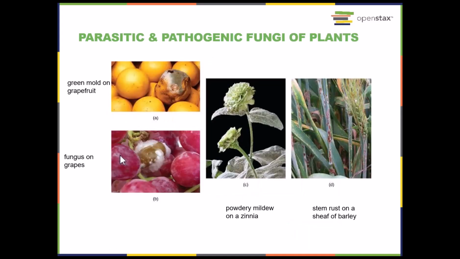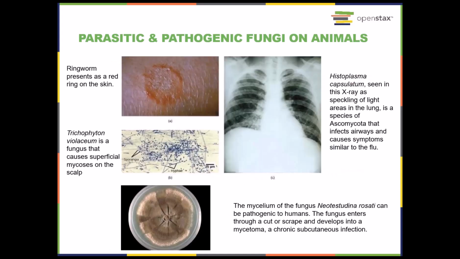Some fungi are parasitic or pathogenic to plants. This green mold on grapefruit, we can see fungus growing on grapes, powdery mildews and rusts. We also have parasitic and pathogenic fungi on animals. Ringworm is a fungus on the skin. We also see fungus that causes mycoses. Mycoses is just a disease that's caused by fungus, and we see that on the scalp.